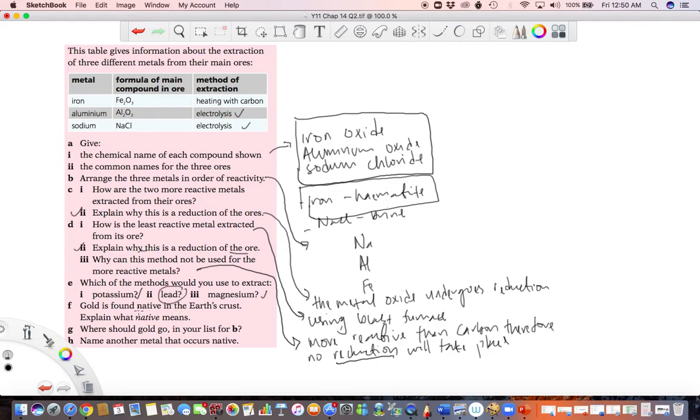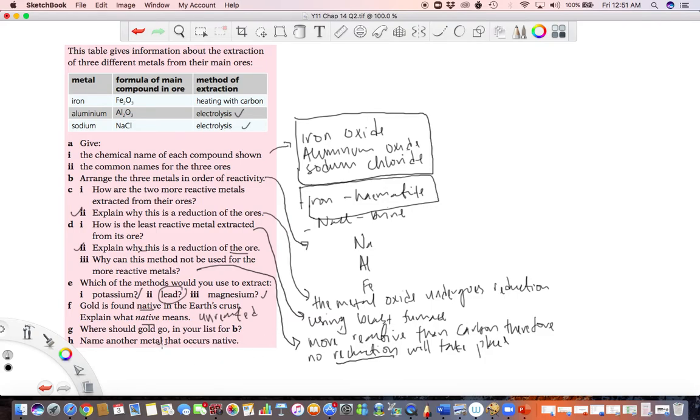Okay, so gold is found native in Earth's crust. Explain what native means. Means unreacted. So you do not find it combined with anything else, which means you don't find gold in an oxidized state. We just basically mine it, clean it, and then melt it and make jewelry out of it. Where should gold go in your list for B? At the very bottom, last, because it's unreactive.